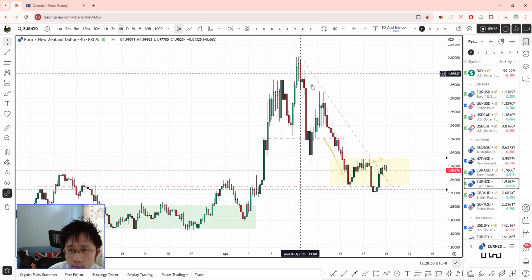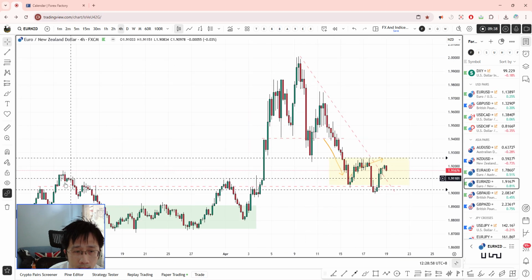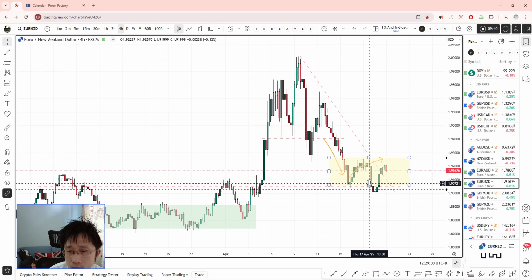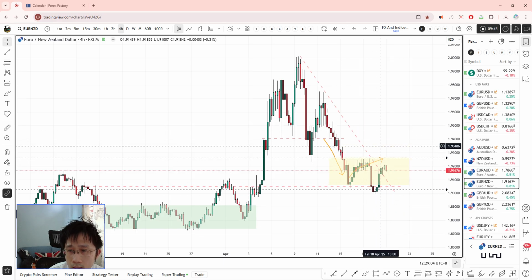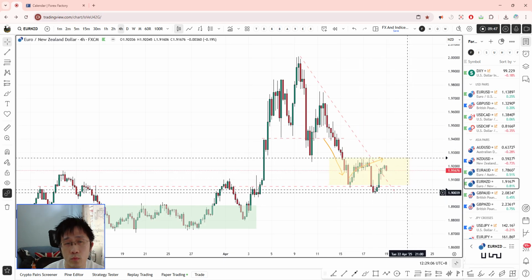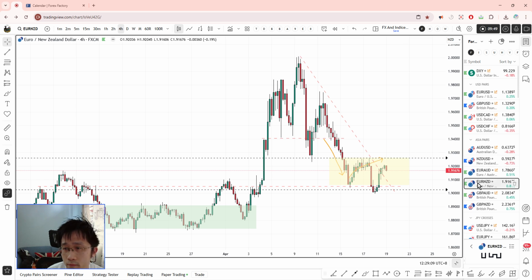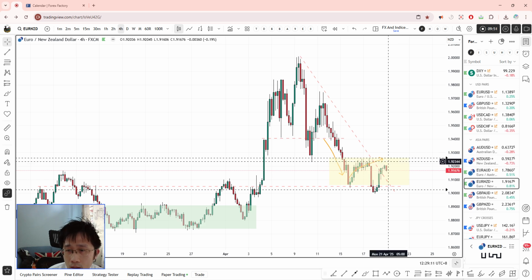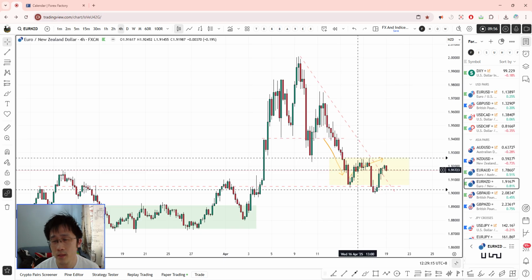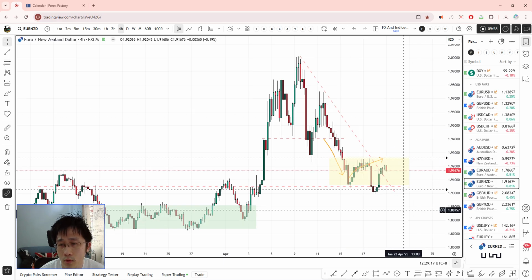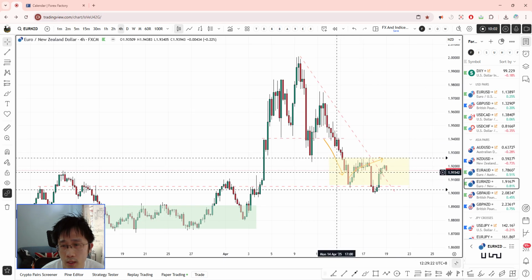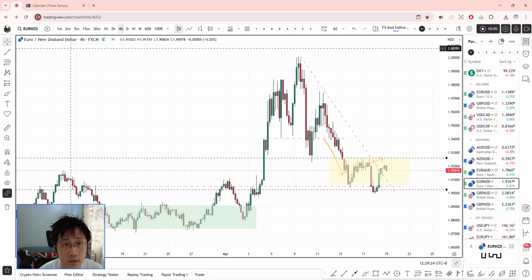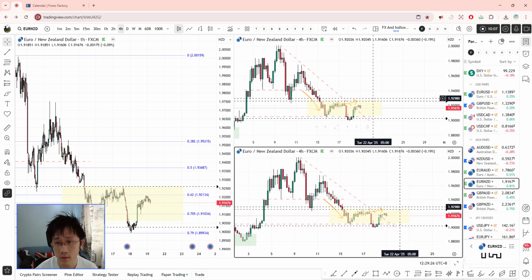This is like a pullback, right? So this pullback, and then here is the support over here, and this could be a double bottom. So taking a look at which side it will actually break off from. For me, I don't have a crystal ball that I know that definitely it will be going up or going down. But along this week, let's see what actually happens after this area is formed.